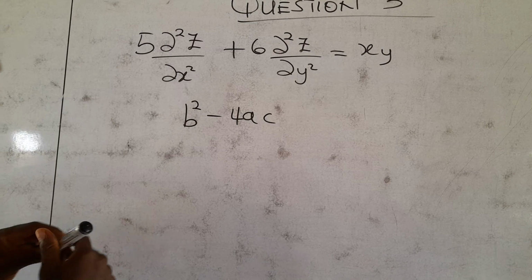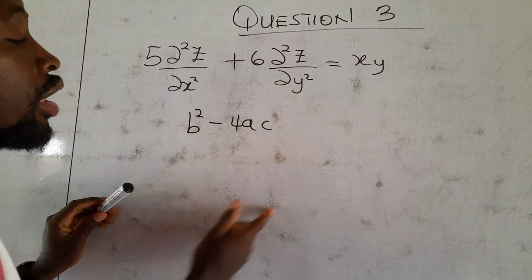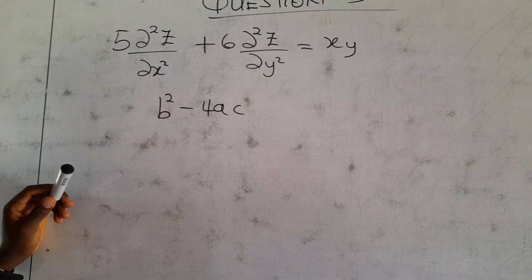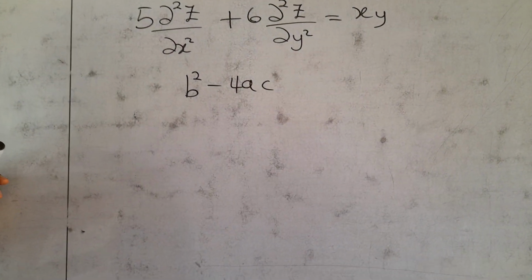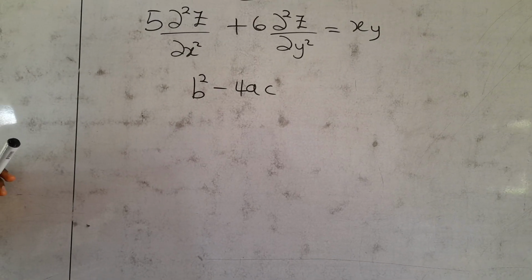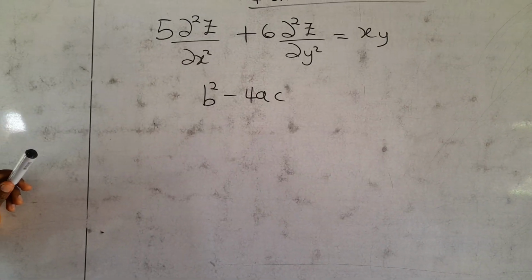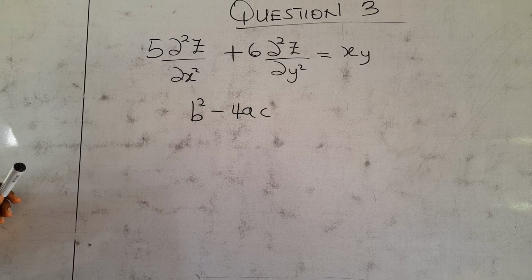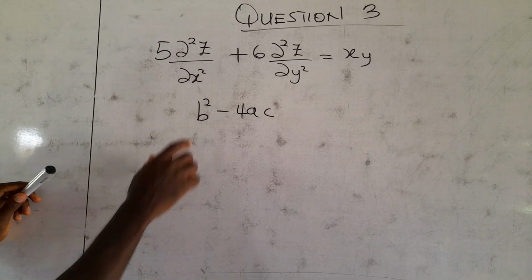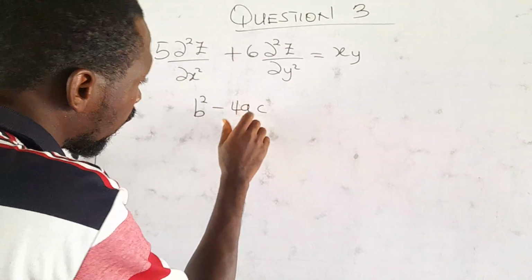So we said that when b squared minus 4ac is equal to 0, then our second order partial differential equation will be considered as parabolic. Then if it is less than 0, it will be elliptic. When it is greater than 0, it will be considered as hyperbolic. And what is this b and what is a and c?